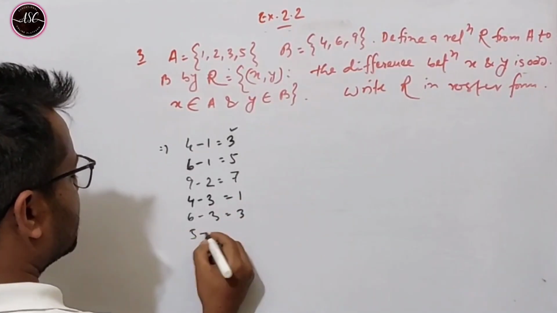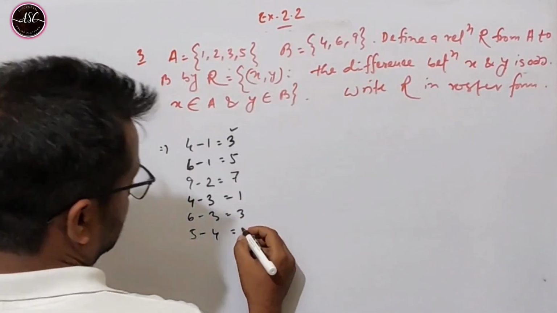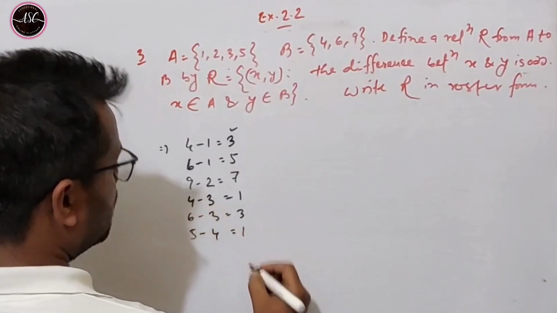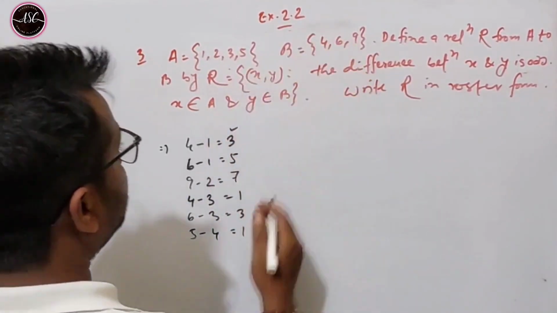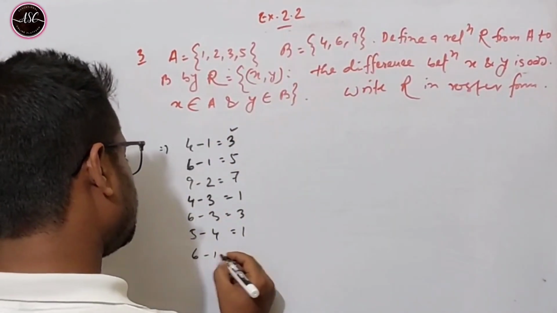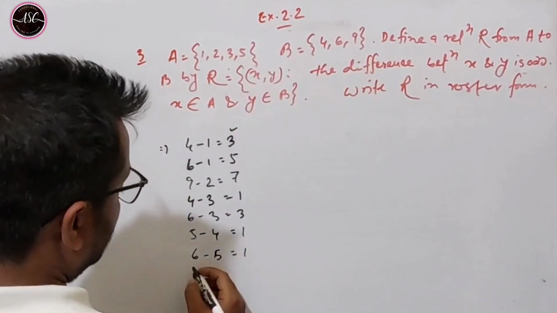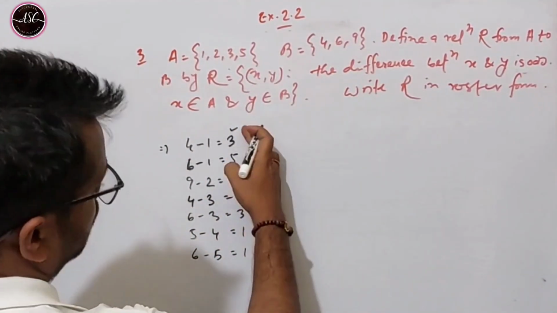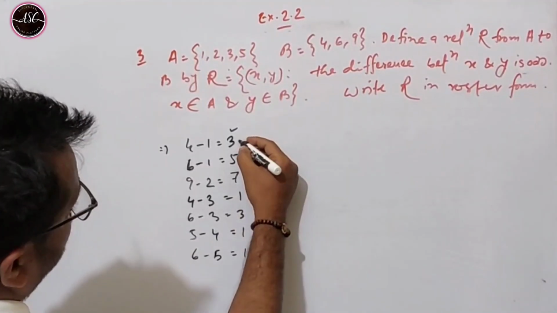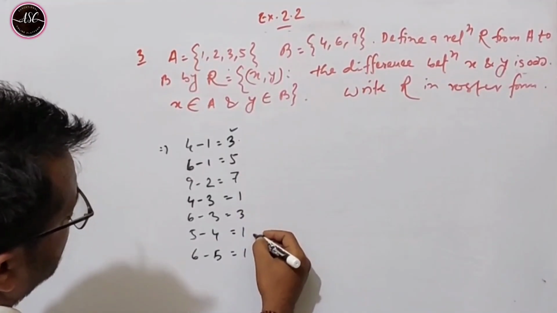Then 5 minus 4, 1, this is odd. 5 and 6, that means 6 minus 5 equal to 1, this is also odd. And 9 minus 5, this is not odd. So we get this type of pair.